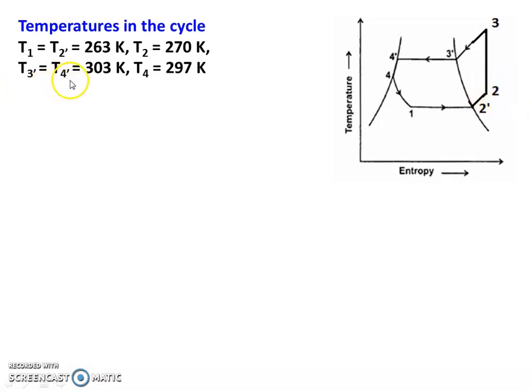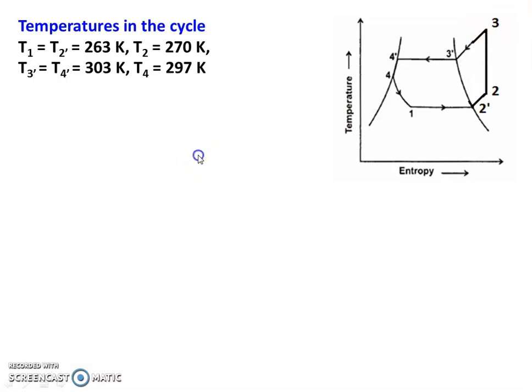T3 dash equal to T4 dash. This is the condenser temperature, 303 Kelvin. And T4 is 6 degree subcooling. So 303 minus 6, T4 equal to 297 Kelvin. The unknown temperature is T3, after compression. So after compression, what is the temperature of the refrigerant?